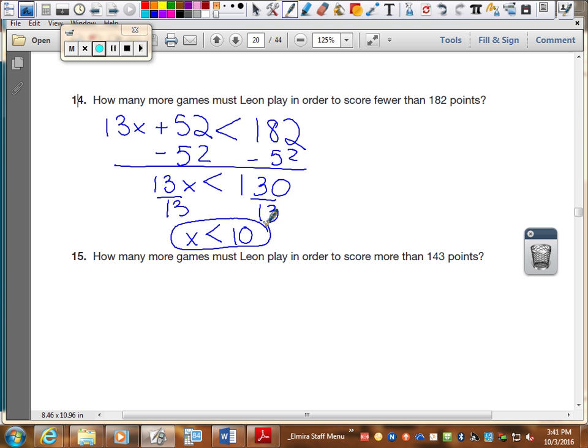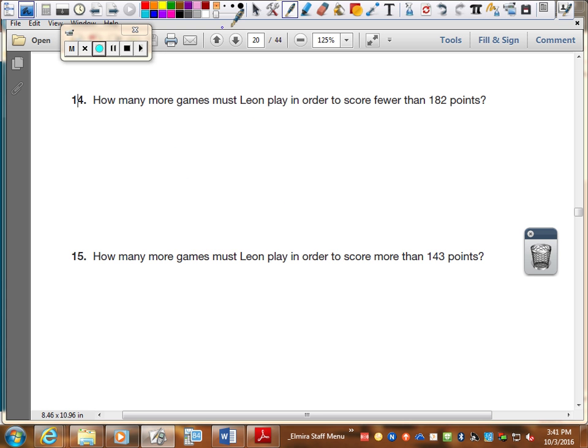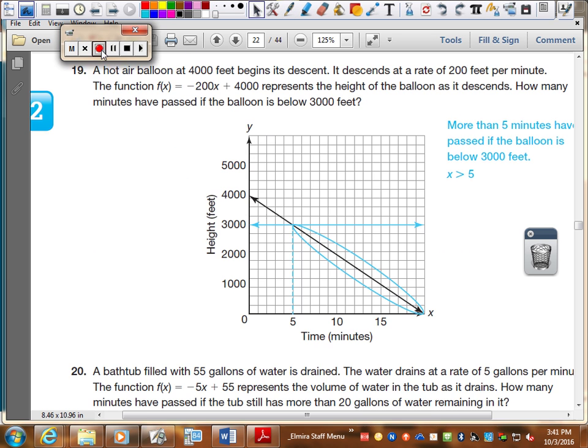Okay? How many? All right, so let's move on to the next section. A hot air balloon at 4,000 feet begins its descent. It descends should tell you that it should be negative 200, as you can see later on, at a rate of 200 feet per minute. The function f of x equals negative 200x plus 4,000 represents the height of the balloon as it descends. How many minutes have passed if the balloon is below 3,000 feet?